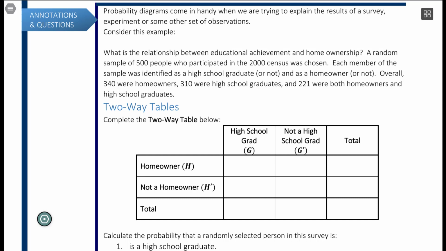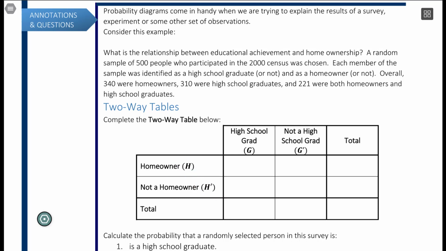So they either answered yes or no. If they answered yes, they get a G. If they answered no, they got a G prime. Then we also had the other event of being a homeowner. If they answered yes to that question, then they got an H. If they did not, they got an H prime. Remember, we use that prime to talk about the complement, or the not this event.